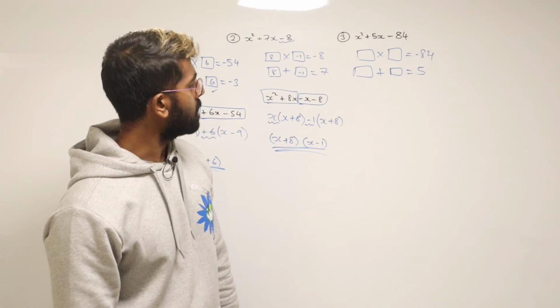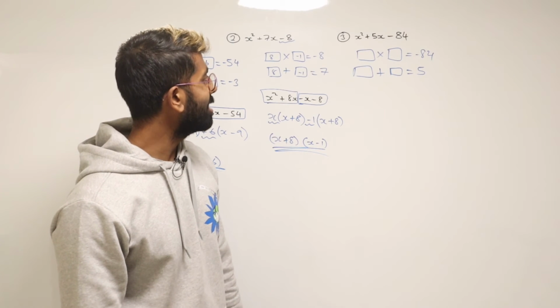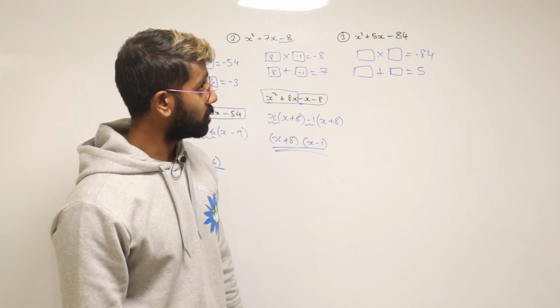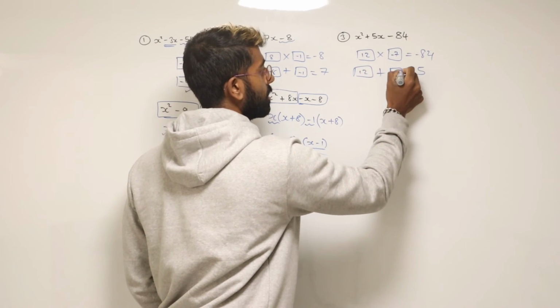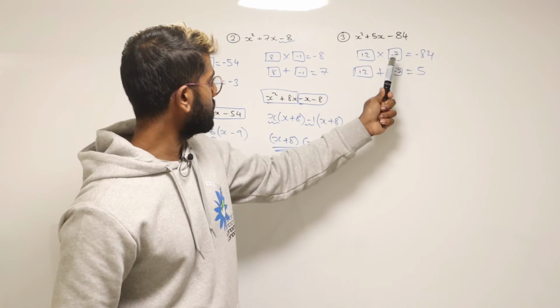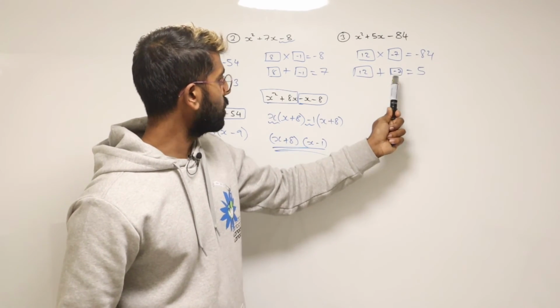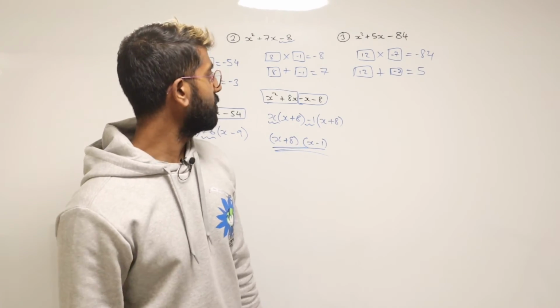So I'm thinking 12 and 7 this time. So maybe 12 minus 7. So 12 and minus 7. So I think that works. 12 times minus 7 is minus 84, and 12 take away 7 gives me 5. So those are definitely good.